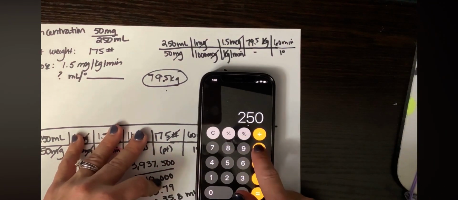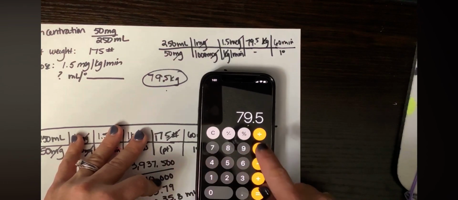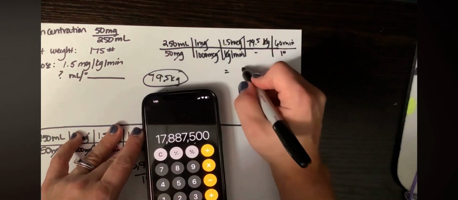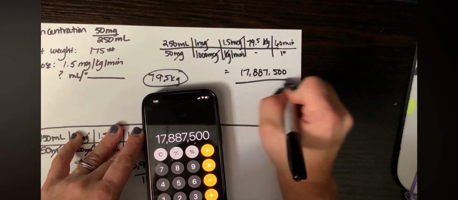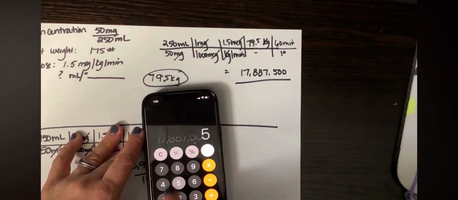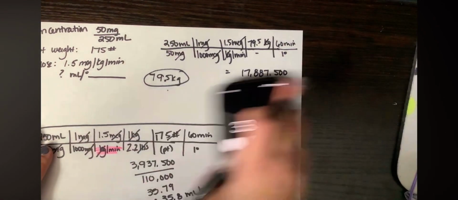Hopefully it comes out the same. 1.5 times 79.5 times 60 equals 7,155. Divided by 50.